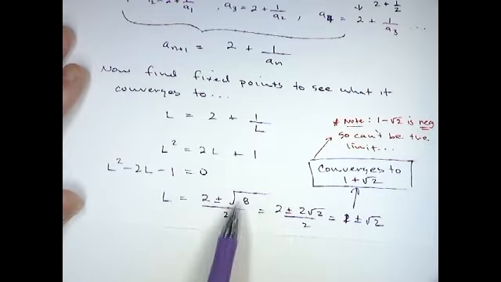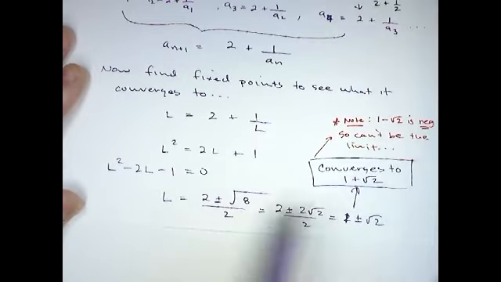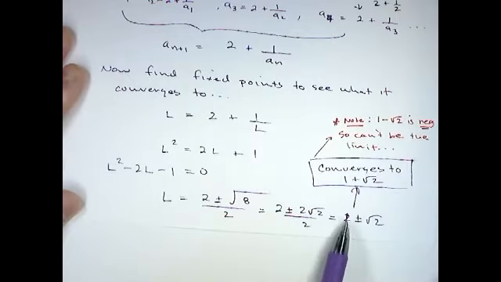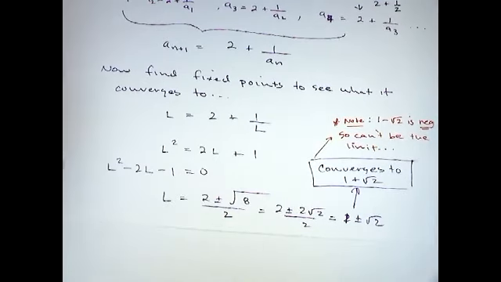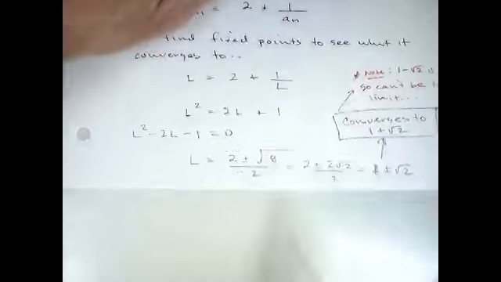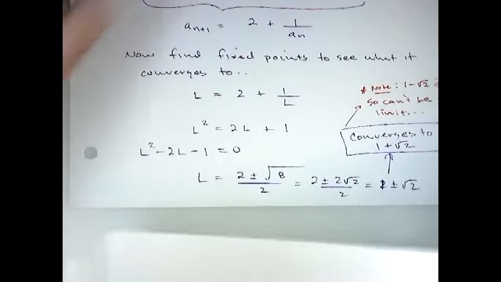2 minus root 8 over 2 would be a negative value, which means this thing has to converge to the positive value, which, if you split that up, is the same thing as 1 plus root 2. 1 minus root 2 is negative, so that can't be the limit. I'm going to throw in one more example just to give you a little more insight into how fixed points work.